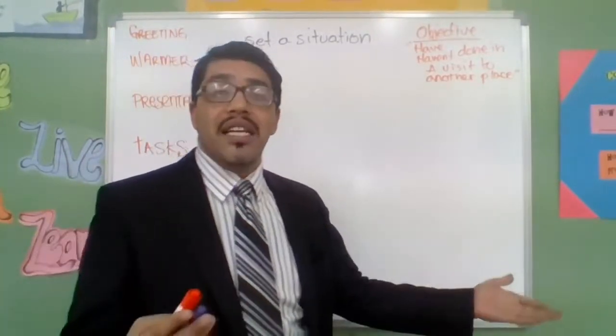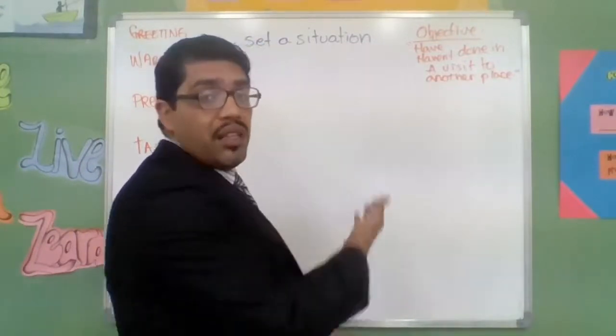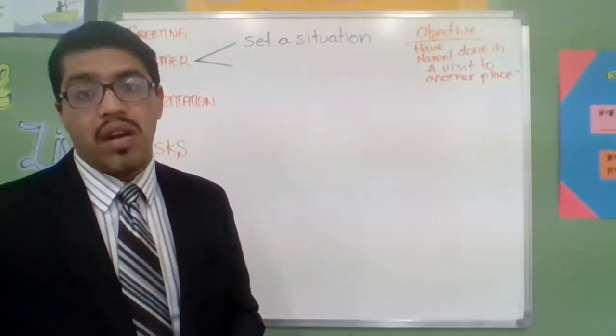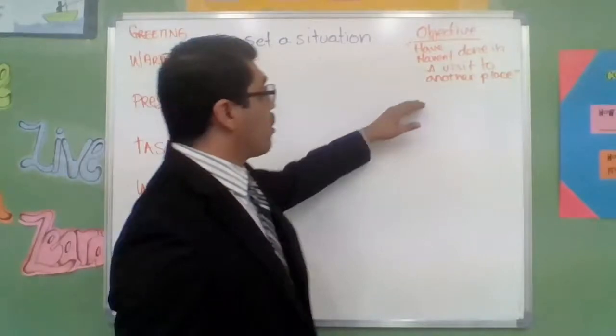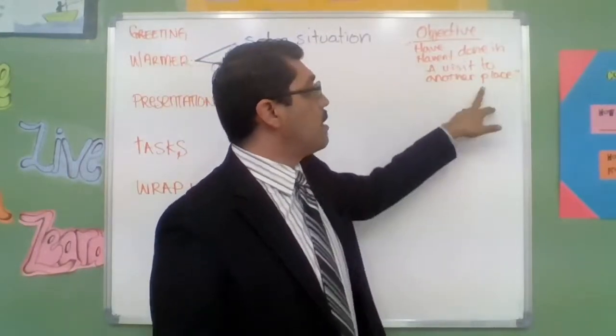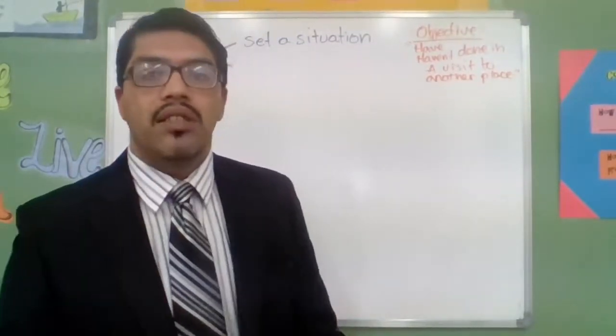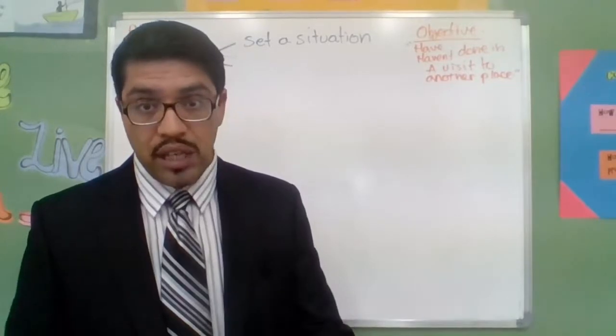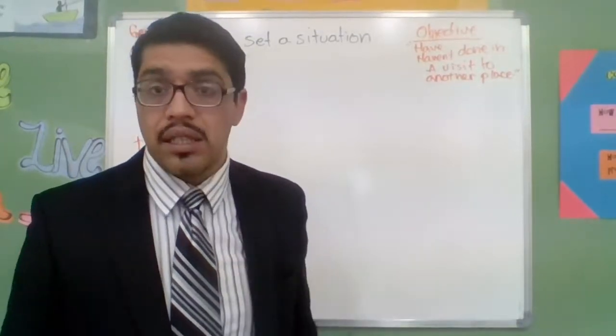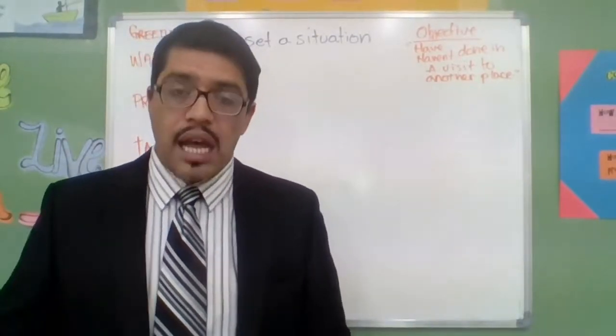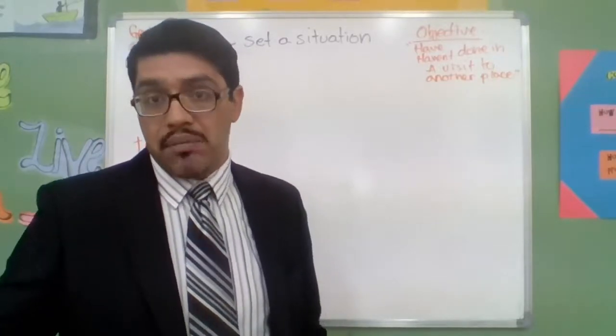And so it doesn't make a difference if I just go into it or if I show them the right or the proper approach. So here you go, for example, have or haven't done in a visit to another place. This is what I want as an objective. So I set a situation like that. So first of all, I asked them, do you go out? Do you visit different places?